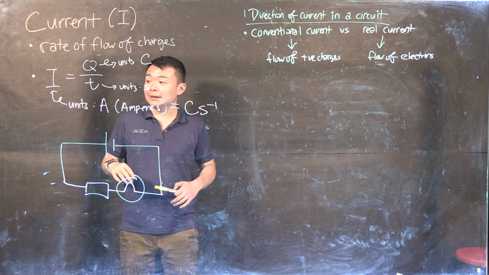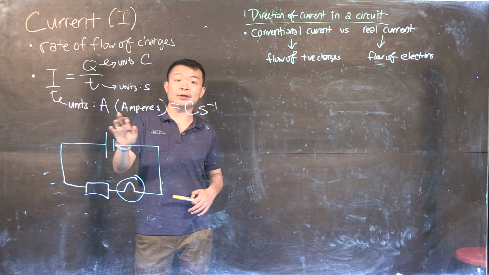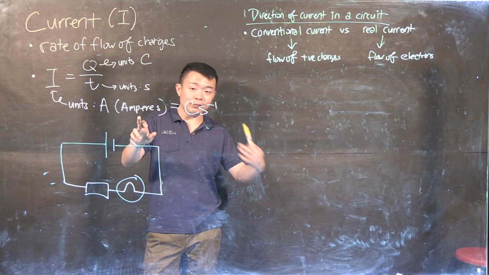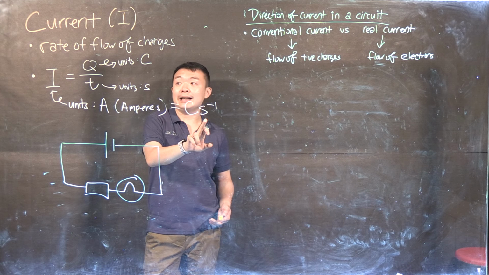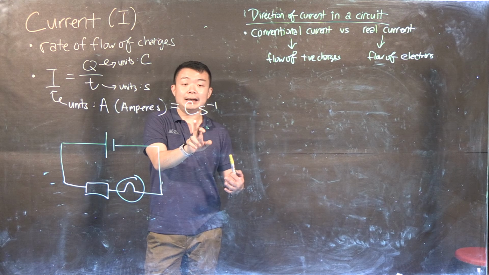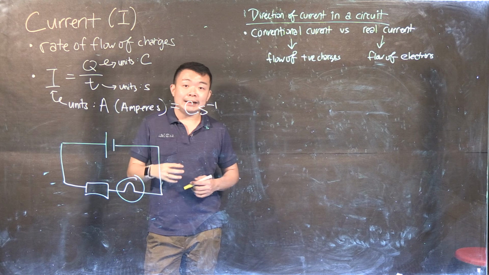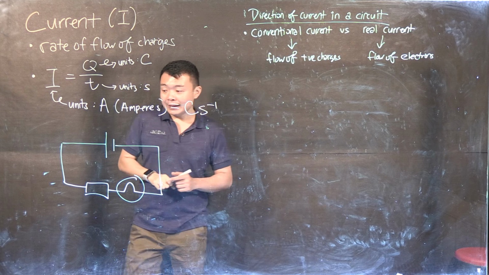for time. So the unit for current is written as A, which stands for amperes, and it can be written as coulomb per second. If you can see the units over here, you figure out why amperes means coulomb per second. So what exactly does current mean?